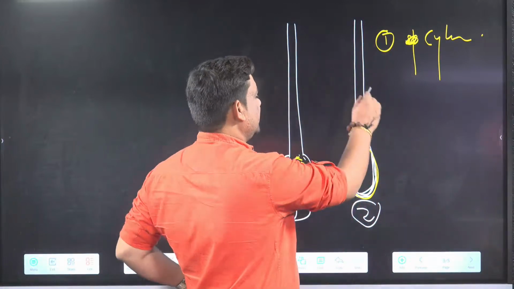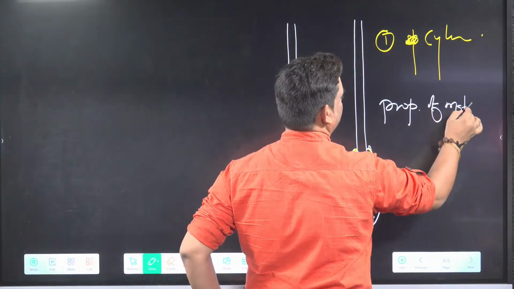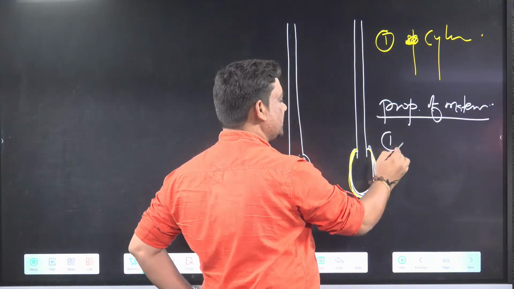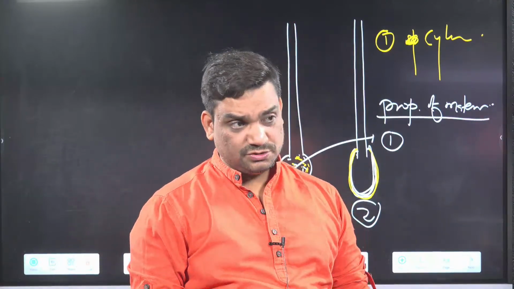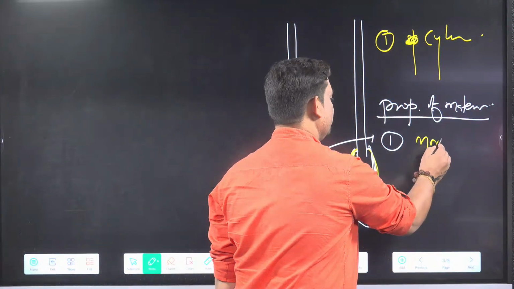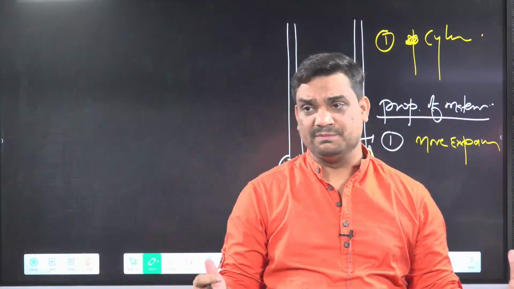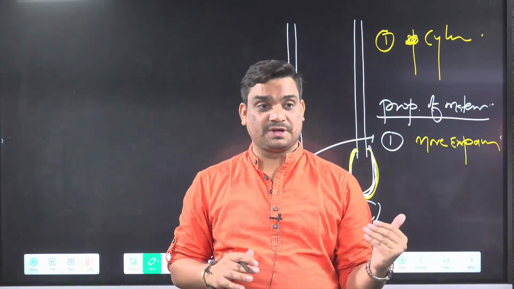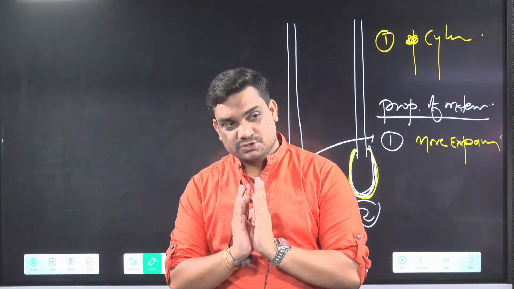First point. Then you will write here properties of material, whatever is used in a thermometer. Whatever property we are going to use, you will write here number 1. First you will write more expansion, because more expansion is clearly visible to you. It should expand quickly. In the thermal expansion chapter I will tell what the expansion of mercury is with respect to water, but as of now you will remember it should have more expansion.